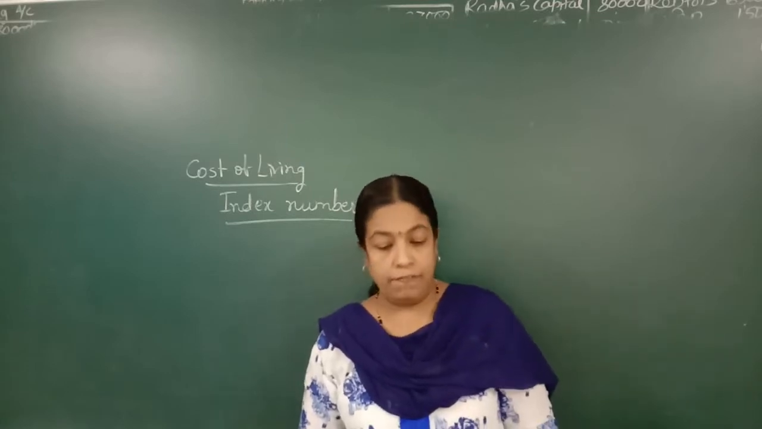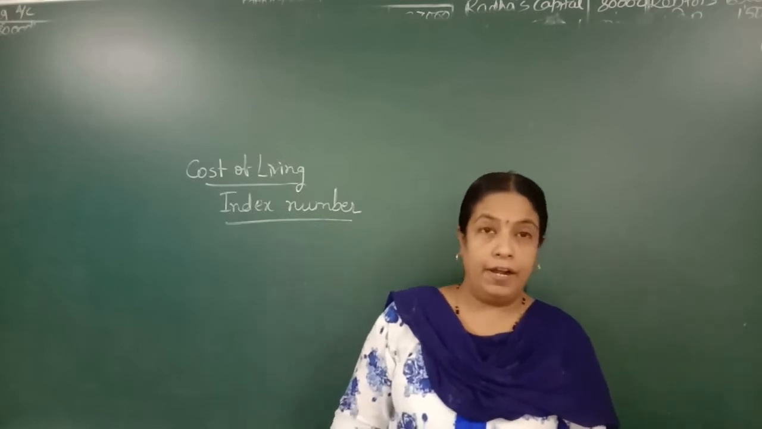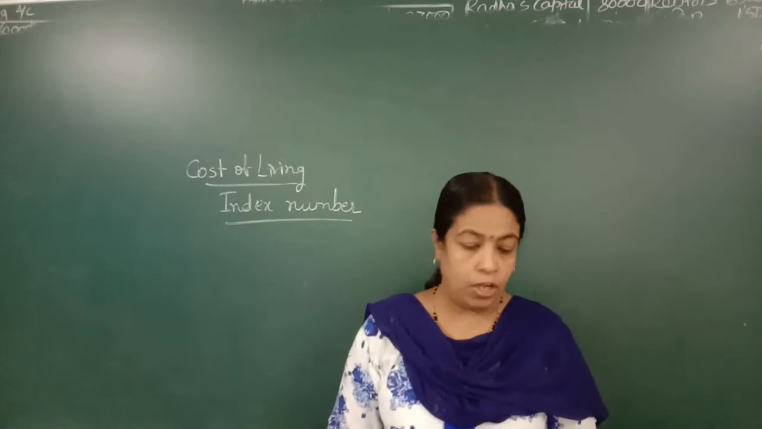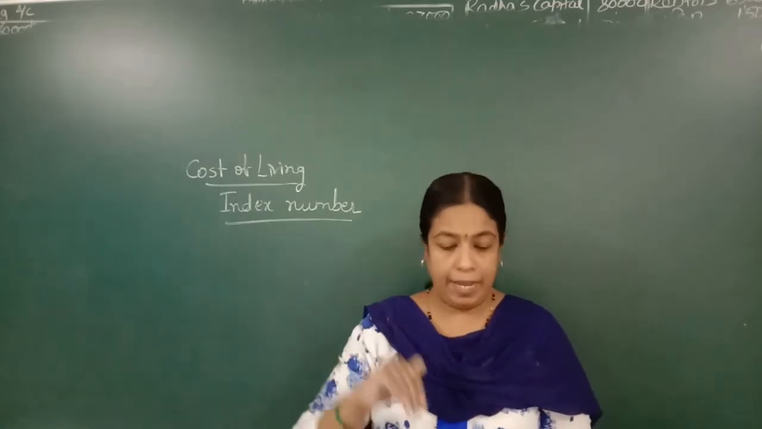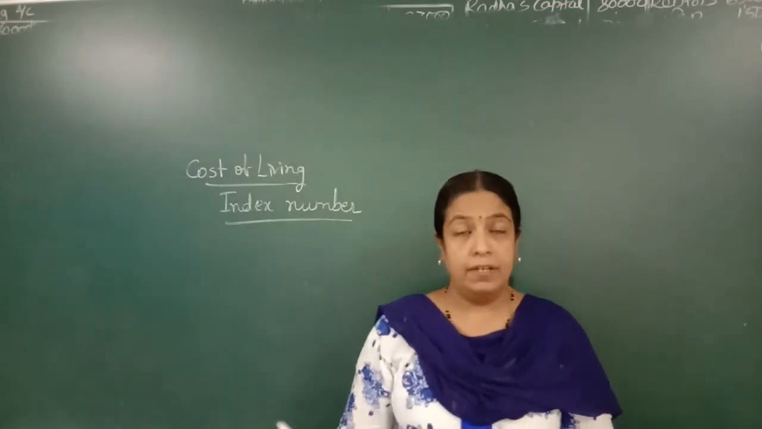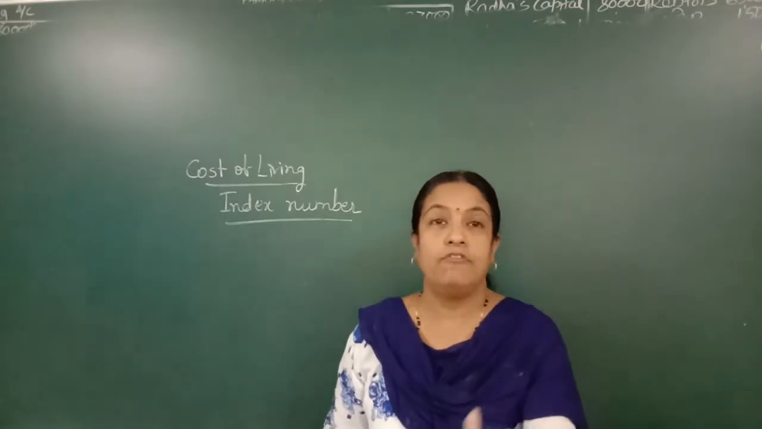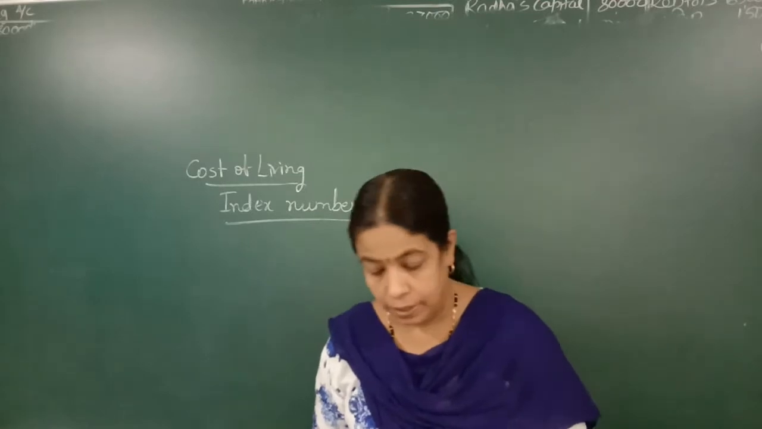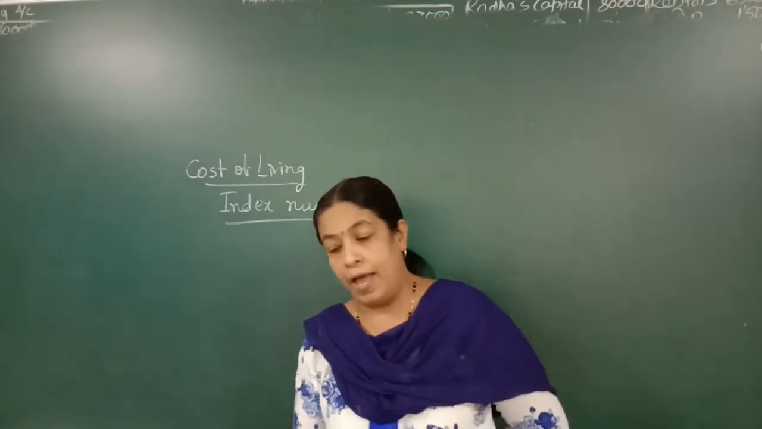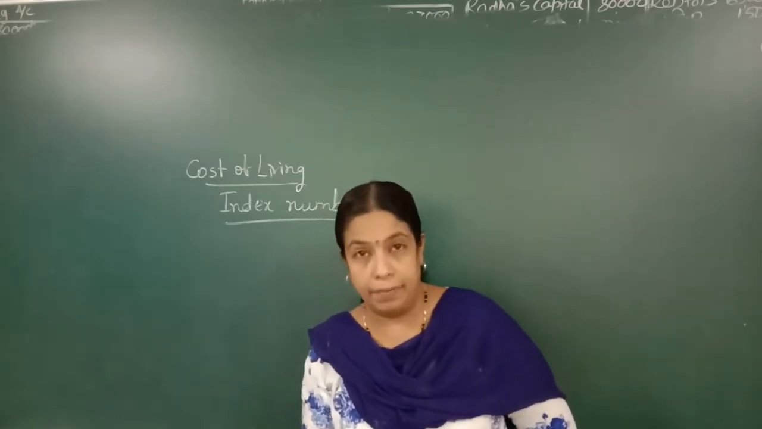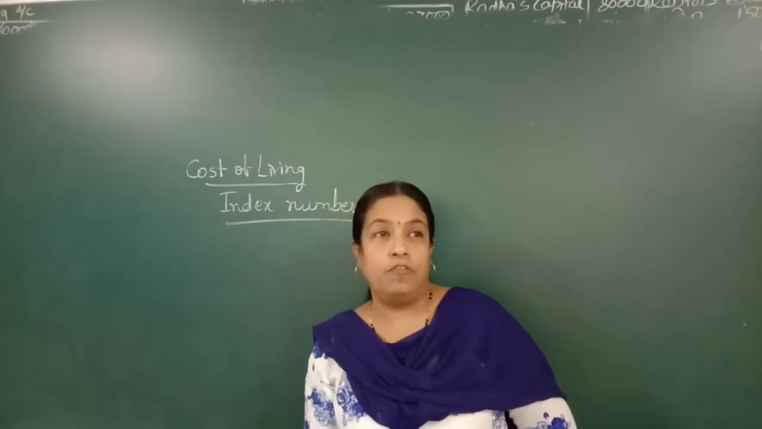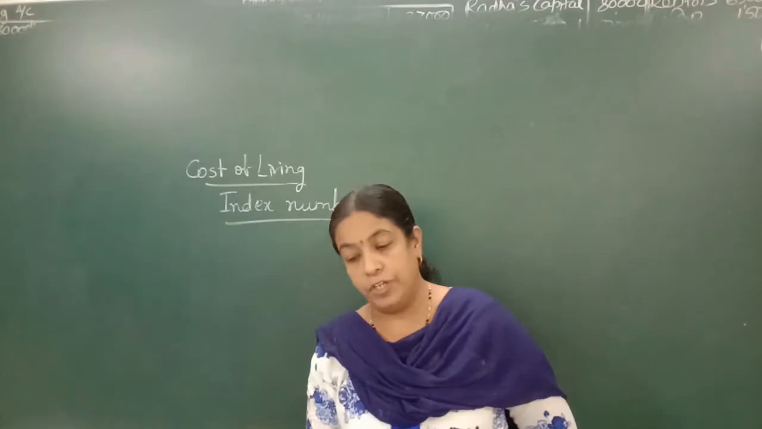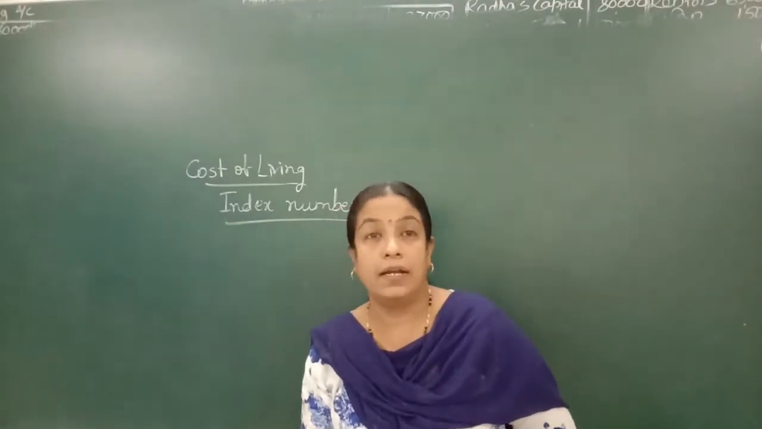Now, cost of living index number calculated for different consumer classes can be based on what? Cost of different sets. अब क्या है? Steps. What are the steps? First step is choice of base year. The first step in preparing cost of living index number is choice of base year. Base year is defined as that year with reference to which price changes in others are compared.